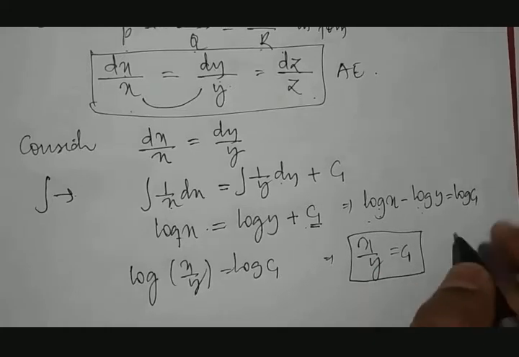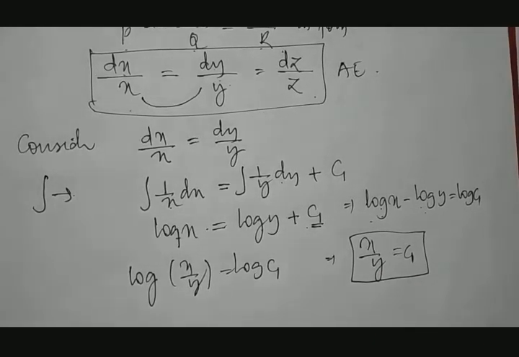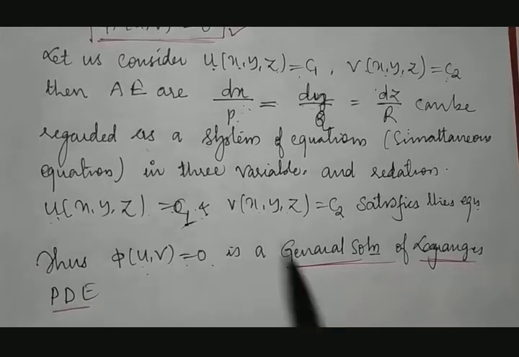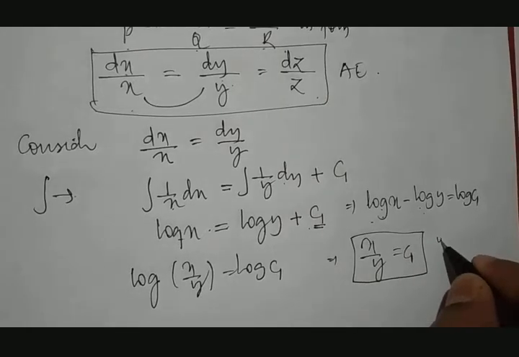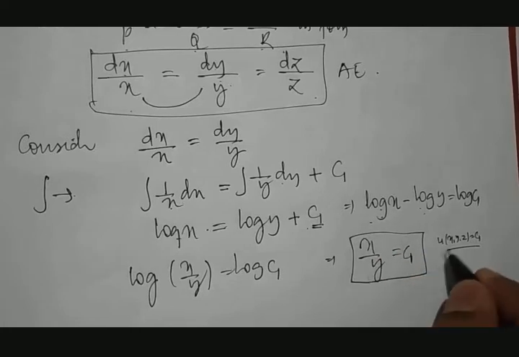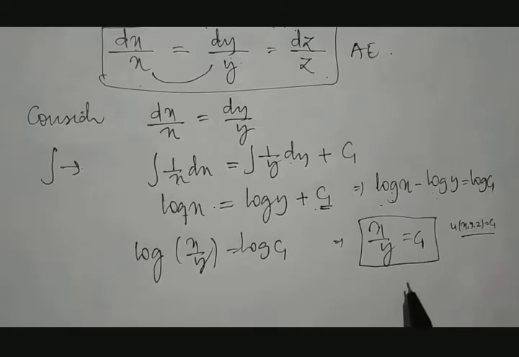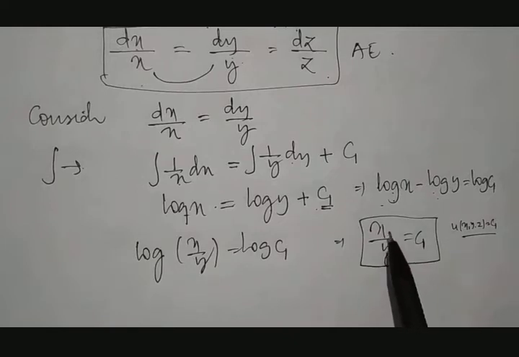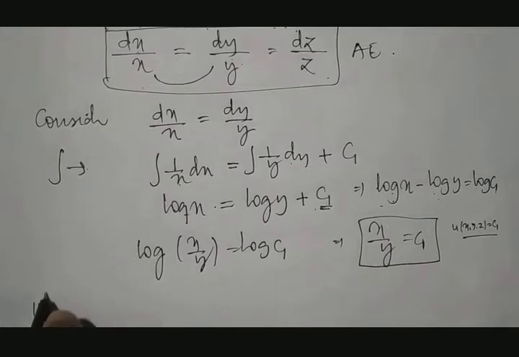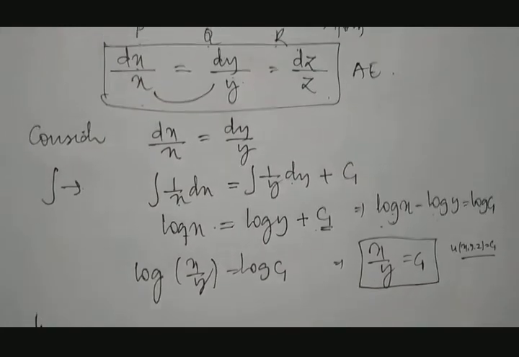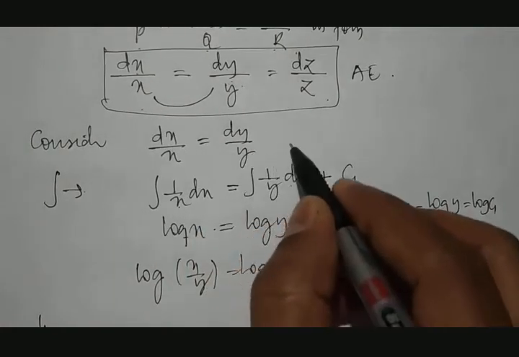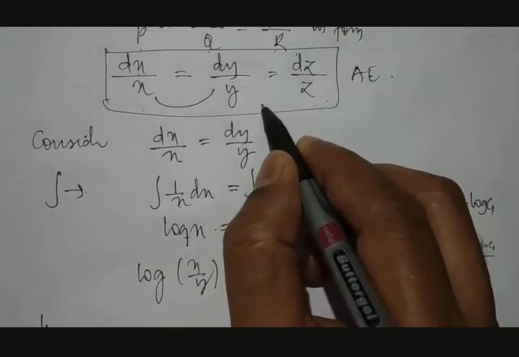So this becomes the first result. First result means it is like u of x comma y comma z equal to c1. So c1 equal to something means this is u. This is the first solution we got, that is x divided by y is equal to c1. Similarly, we'll go through the next result. Previously we took the relation between these two. Now we'll take the relation between the next two. We'll take these two now.